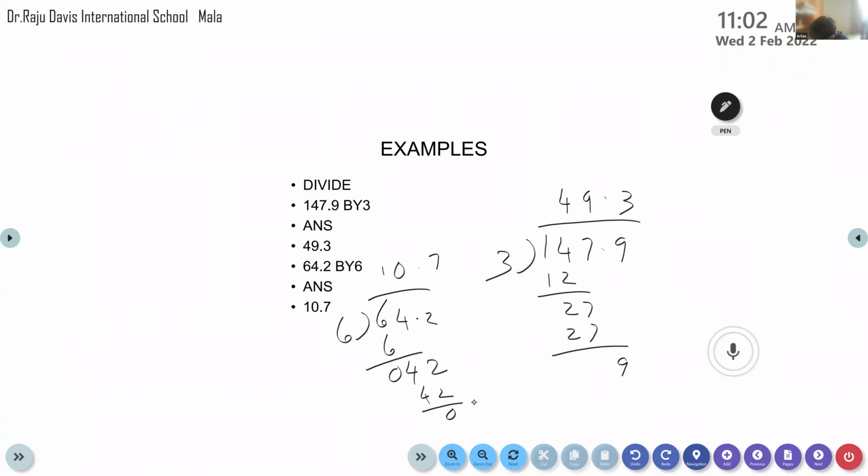I'm completed. Yes, please. Completed. Next. Yes, I'm finished. So first page onward. First is division of decimals. That only. And examples.